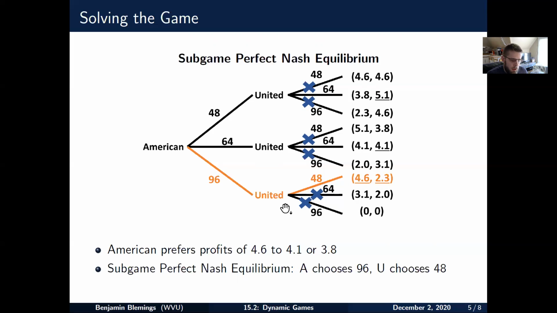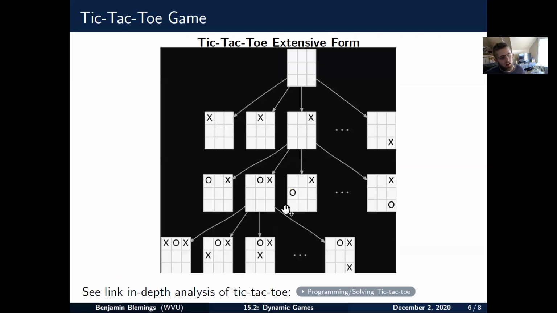And then an example of that is this tic-tac-toe extensive form game, which I wanted to show you just to give you an idea of how large these game trees can get, even for a very simple game. You start with a blank board, and then X can go top left, top middle, top right, all the way to bottom right, and then O can go into any of those. And you see it gets pretty big pretty fast.